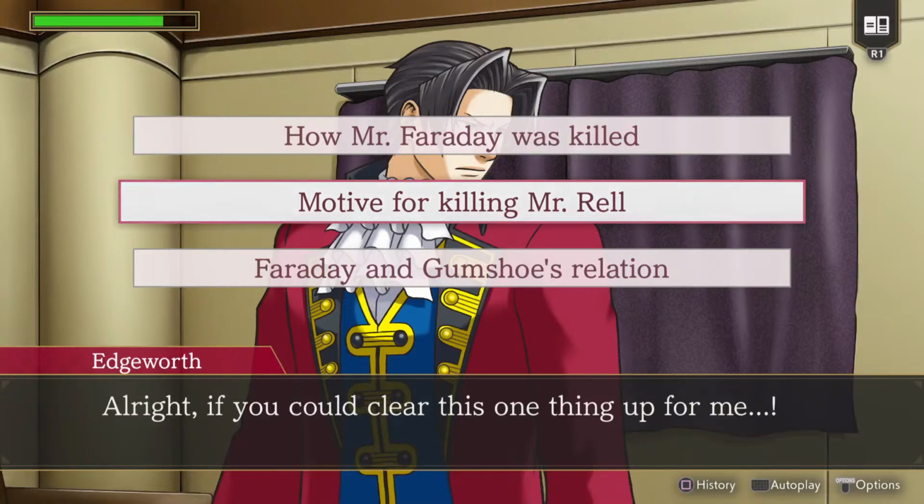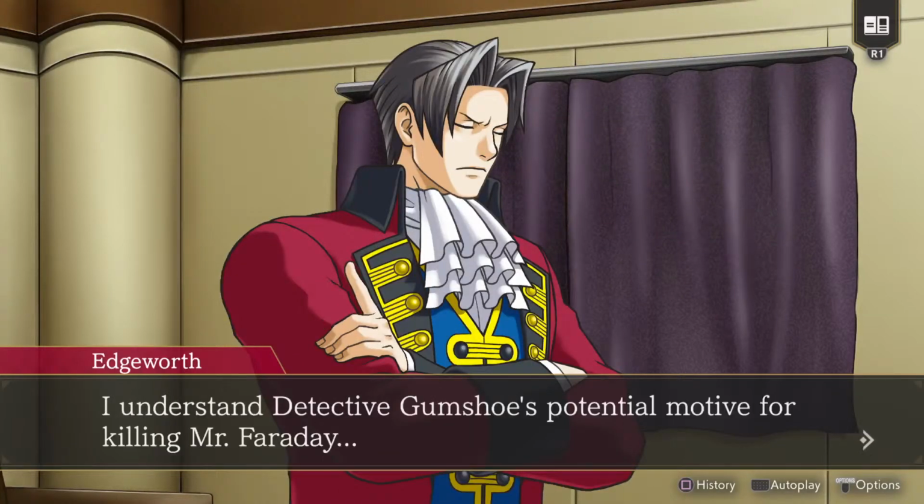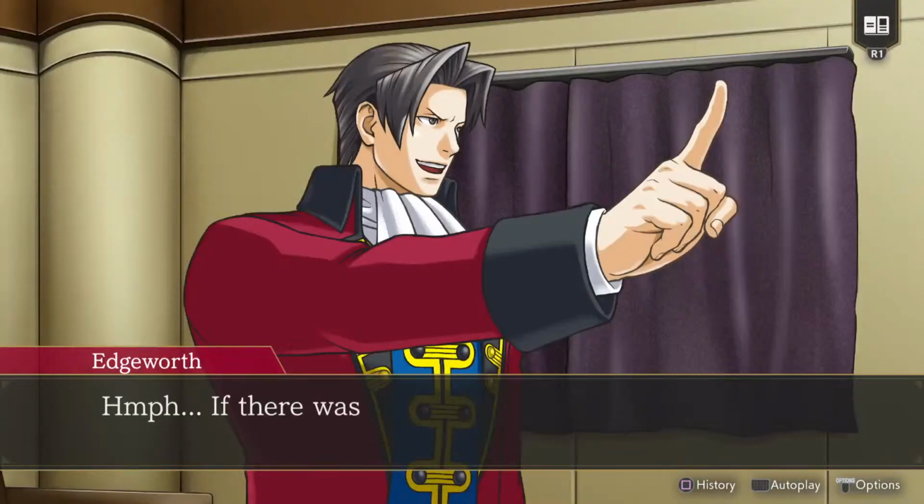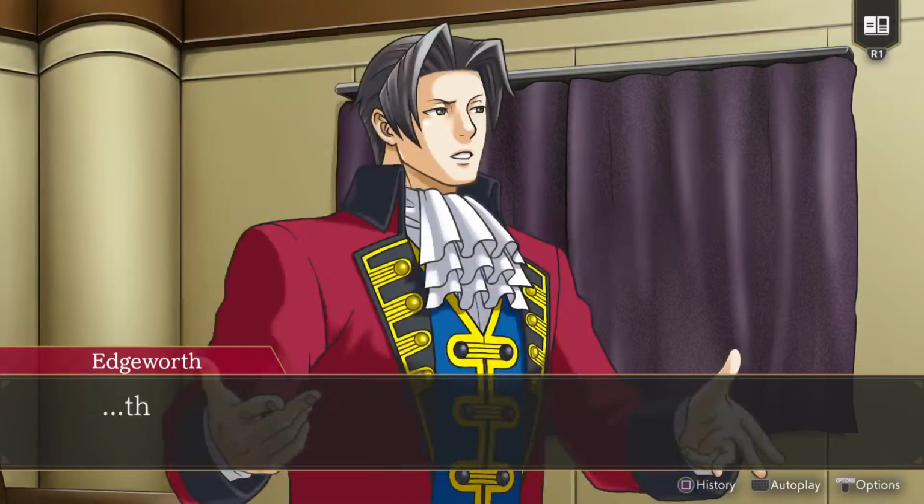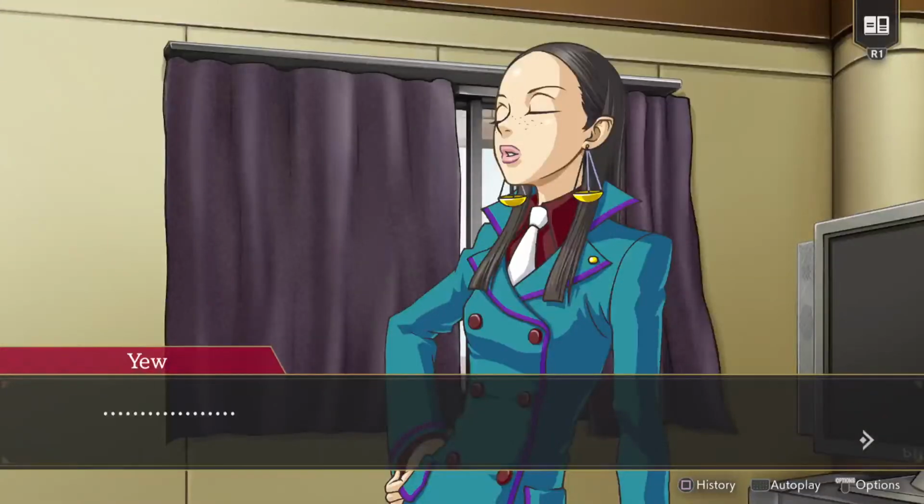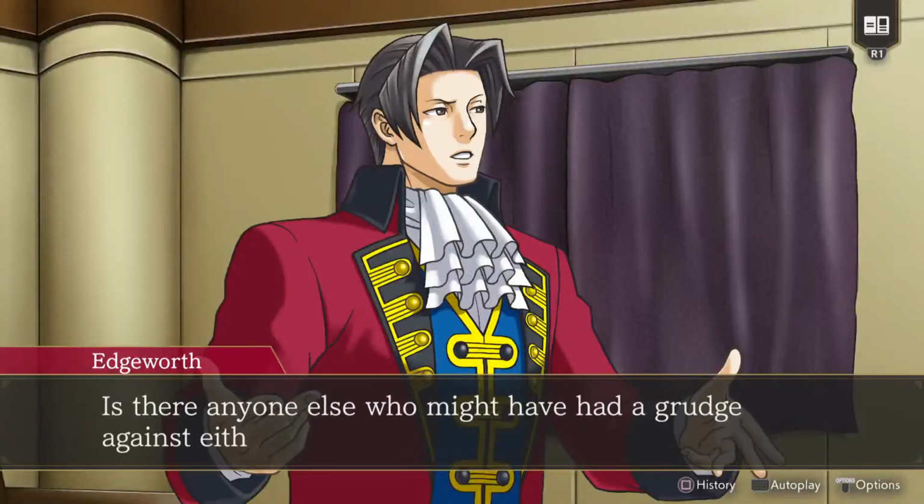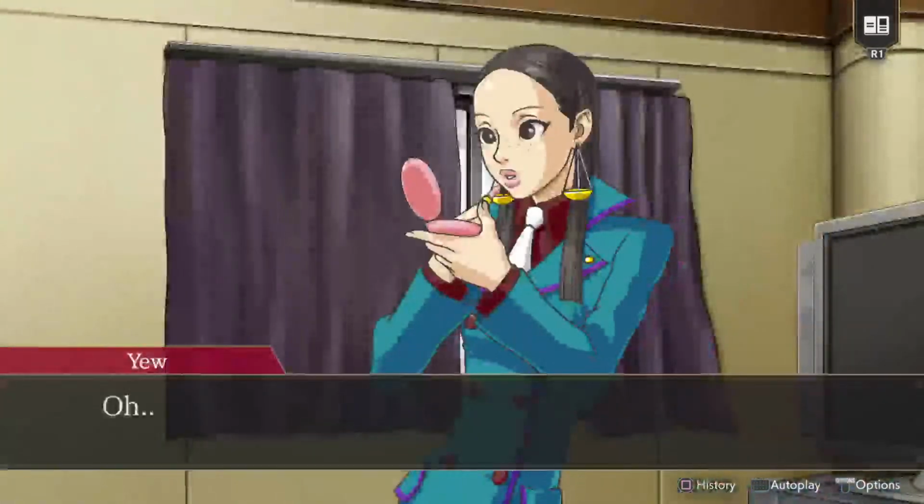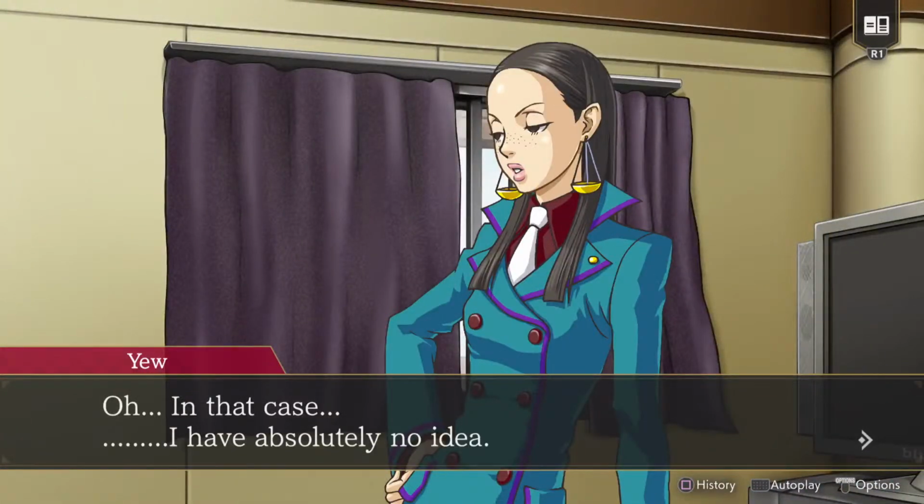I mean, the relation was easy. He's a subordinate of Faraday. But I don't understand Gumshoe's potential motive for killing Mr. Rell. His motive for killing Rell, like I would know. If there was no clear motive for both of the murders, then I doubt this incident would have occurred, wouldn't you agree? Is there anyone else who might have had a grudge against either of the two men? Or should we look into that ourselves? Oh, in that case, I have absolutely no idea.